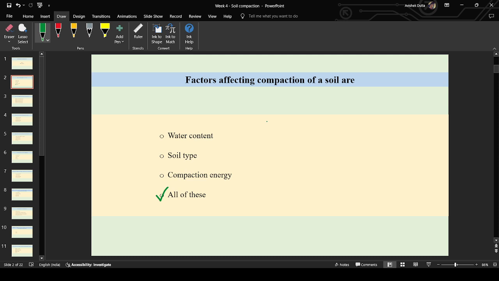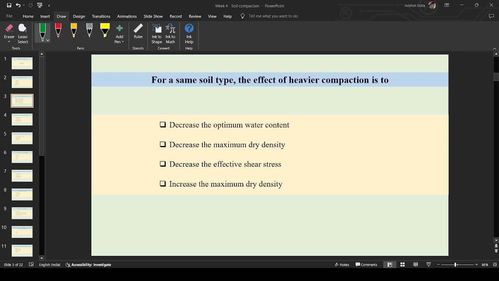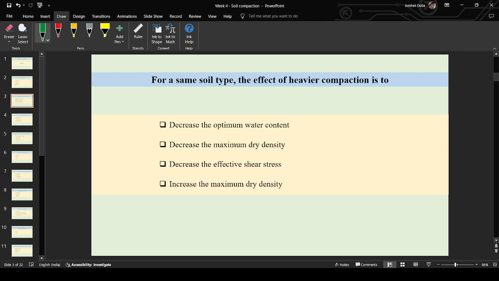And then the third one was compaction energy. Obviously, the force with which we compact the soil is very important, because greater the amount of force, faster we can achieve, and higher dry density we can achieve for that given soil. So water content, soil type, compaction energy, all are factors affecting compaction of a soil. So the answer is all of these. Yes, good. Okay, next question. For a same soil type, the effect of heavier compaction is to.